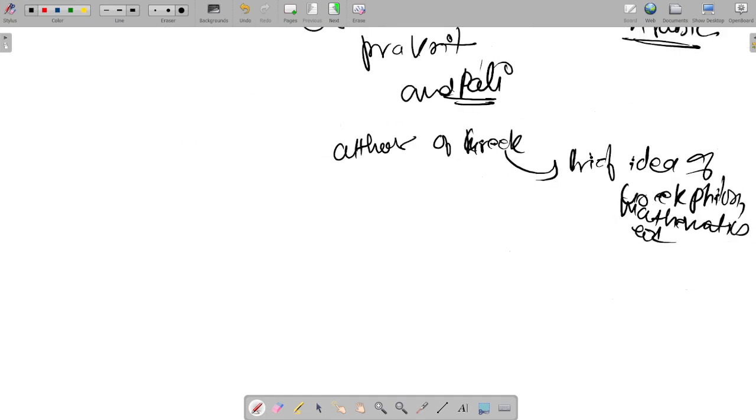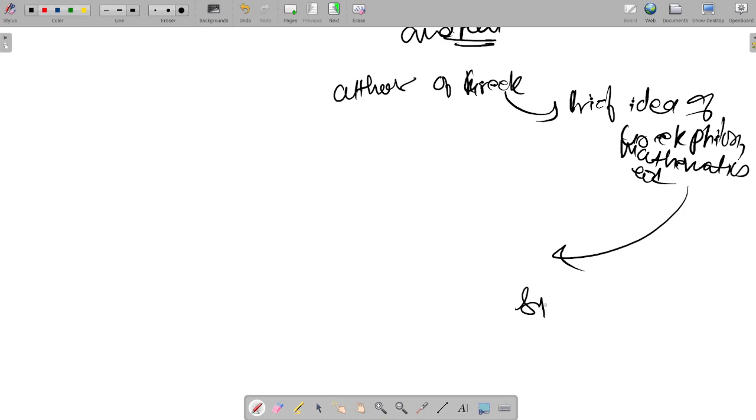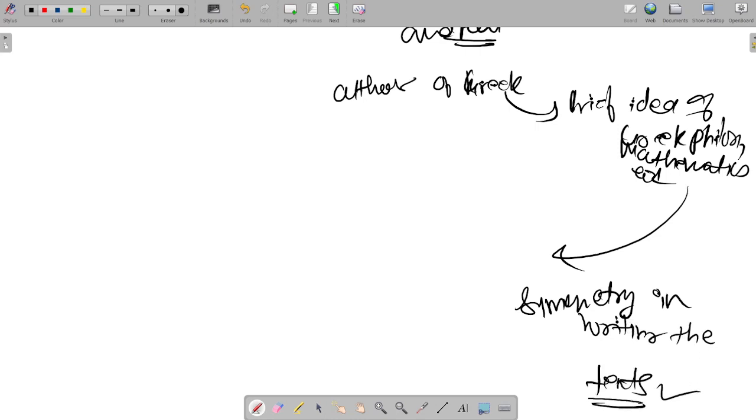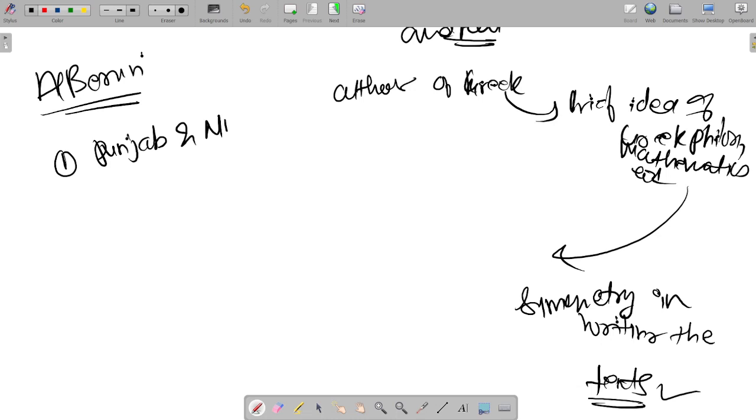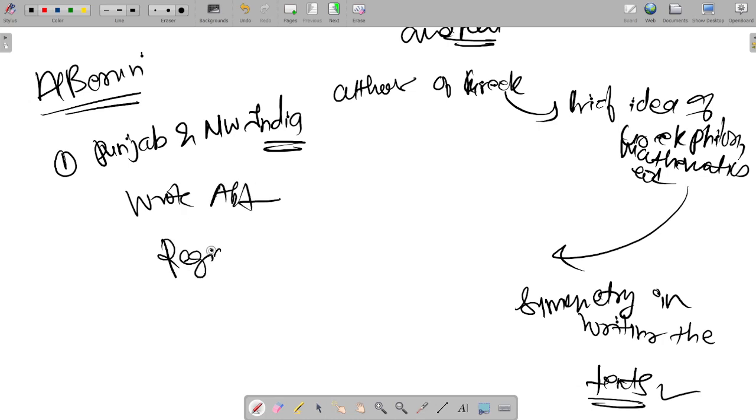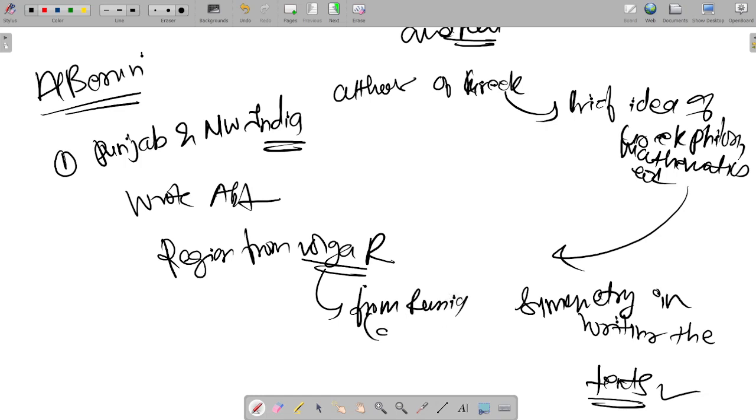This is depicted from his symmetry in writing the text. Al-Biruni majorly traveled to Punjab and northwest India. He wrote about the region from the Volga River in Russia to the Caspian Sea.